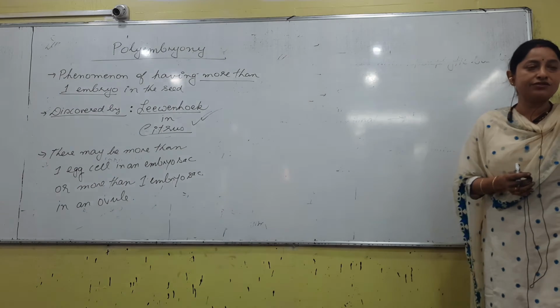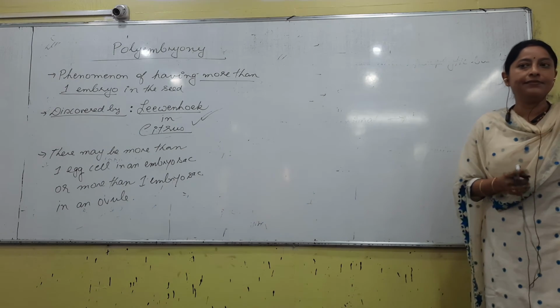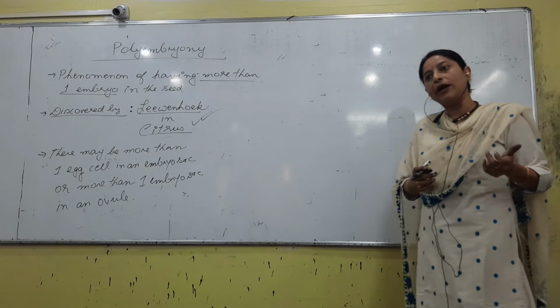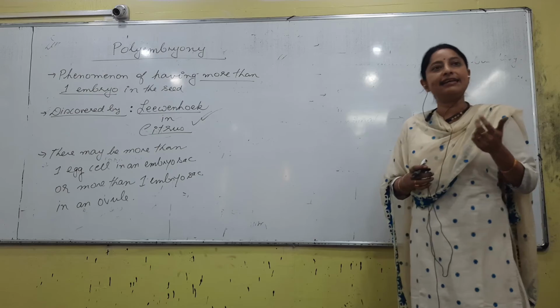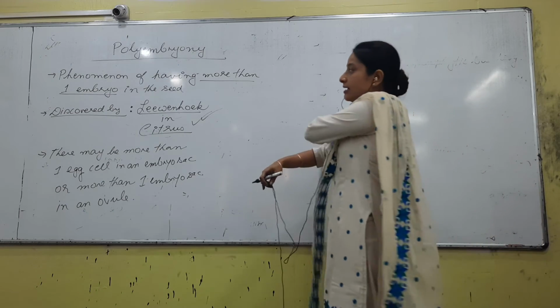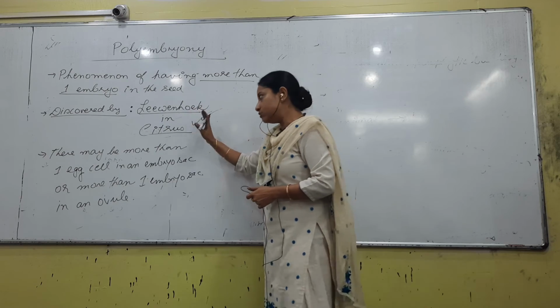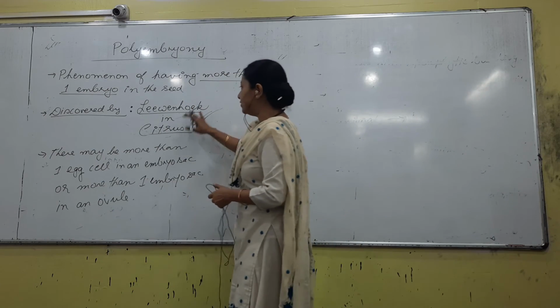Normally, if you are talking about sexual reproduction, how is the embryo formed? N into N will give you the zygote. The zygote will form one embryo, which will form the seed, and ultimately it will form the baby plant. But sometimes we see more than one embryo inside the seed. That is what is called polyembryony. It is important, for example, in lemon and citrus.